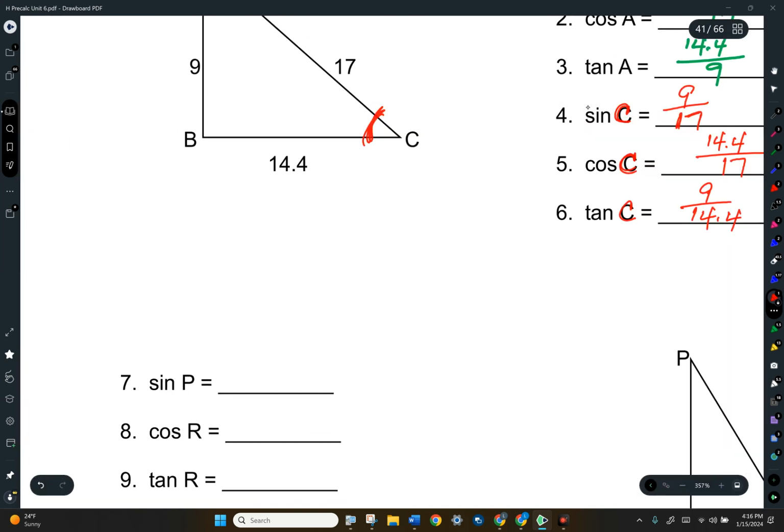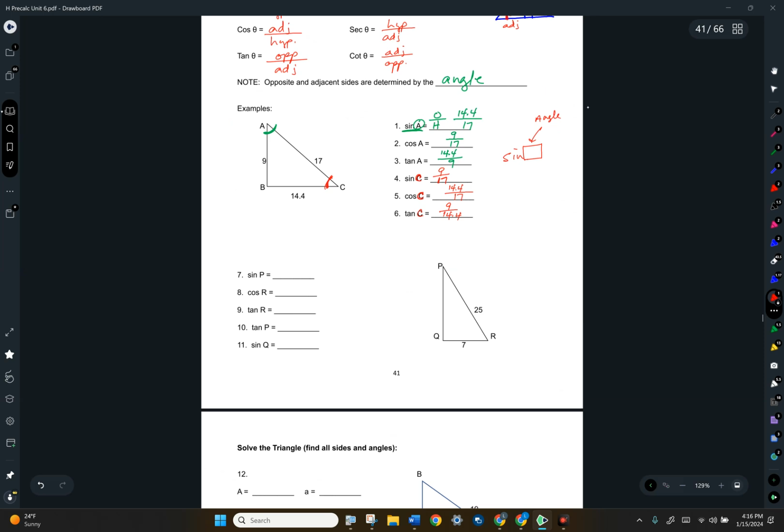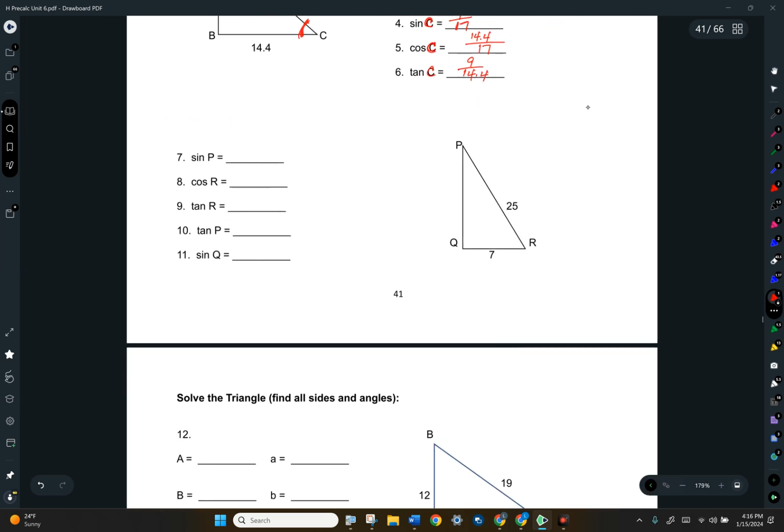So look down at number 7. Let's do the same thing. The sine of angle P. So if I'm referring to angle P, this is my opposite, this is my adjacent, and this is my hypotenuse. So for sine, opposite over hypotenuse is going to be 7 over 25.